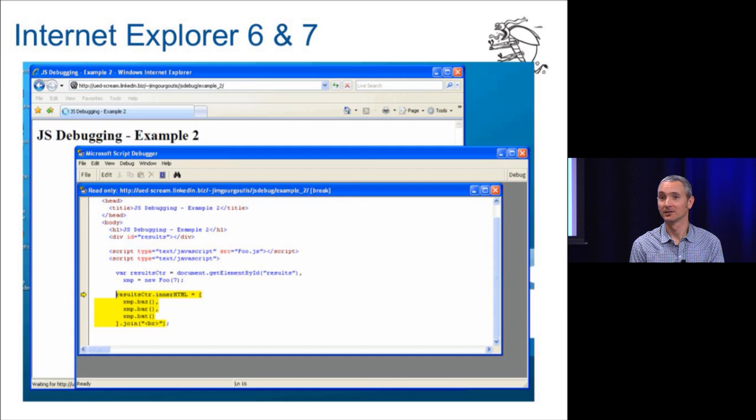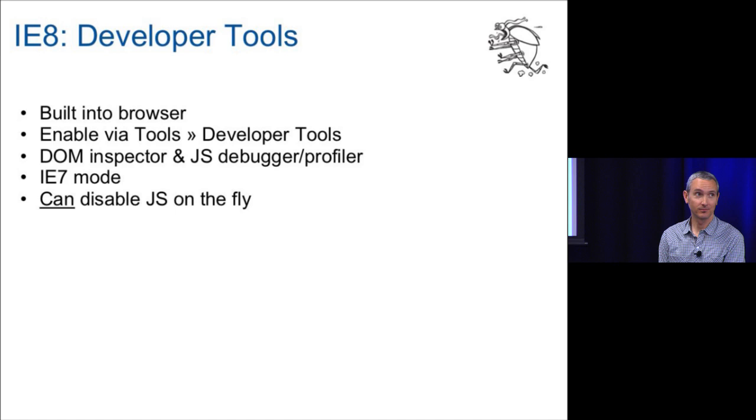IE8 has tools built into the browser. They're easy to set up. You just go into Tools, click on Developer Tools. You get a full DOM inspector and a JS debugger and profiler. As I mentioned, it runs in an IE7 mode, so that's really helpful. And you can disable JavaScript on the fly, so it's a simple toggle to shut off JavaScript.